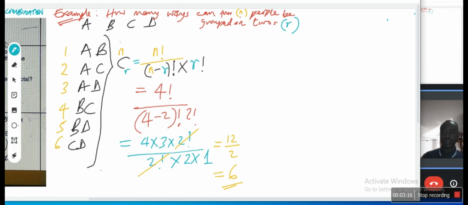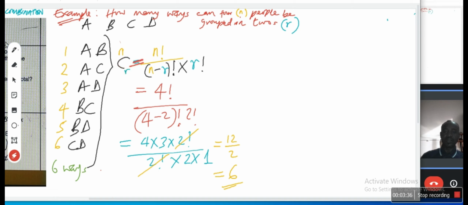But I said there's a way you can do it if the number is so much that you can't have the luxury of time to write out all this. Are you getting it? Yes, sir. 6 ways, okay. So the general formula is N combination R.